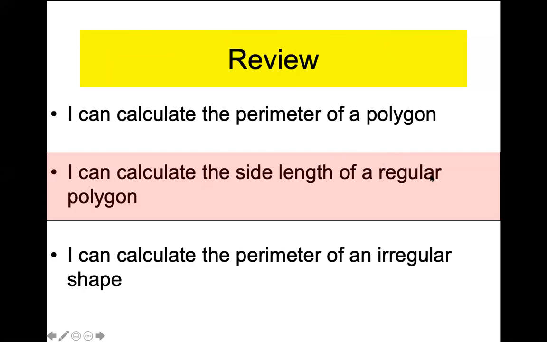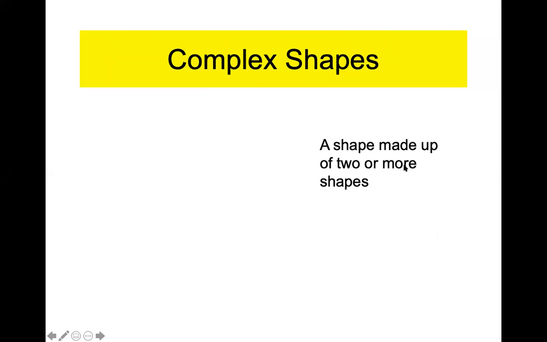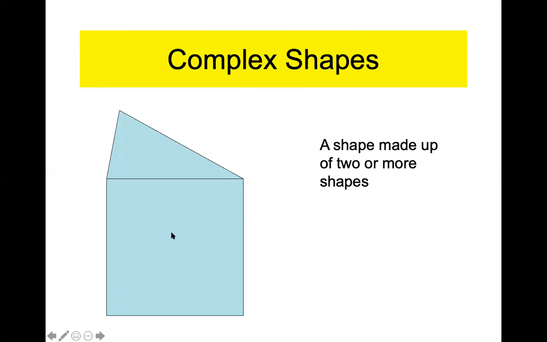So we've done regular shapes. We also need to do irregular shapes as well. So the last one we'll do is we'll look at when the shapes are irregular. Remember, we've done this before with complex shapes. These are shapes made up by 2 or more other shapes. So here's an example. Well, let's see. This looks like it's made up of, if I draw a line right there, a square and a triangle.